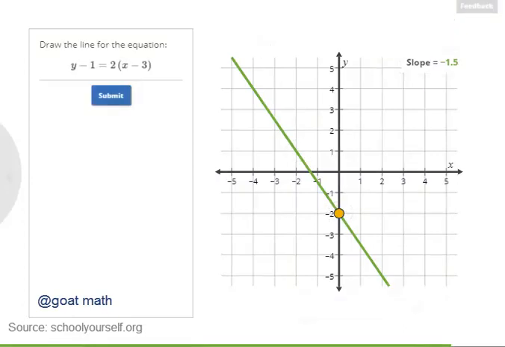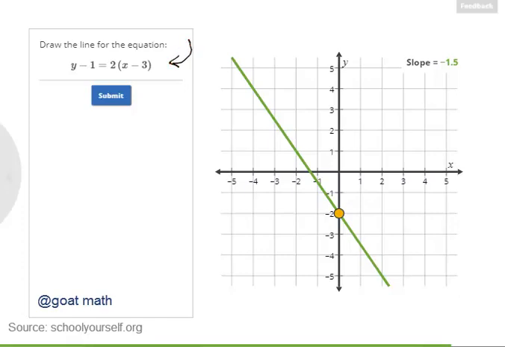Let's finish this lesson with some interactive questions. Suppose you were asked to plot the line y minus 1 equals 2 times x minus 3. Now, you could graph this line by converting the equation to slope-intercept form and then moving this point to the y-intercept and setting the slope. But there's a faster way.